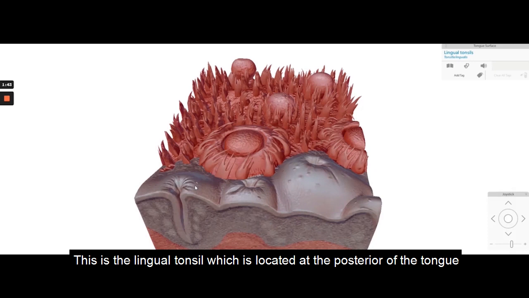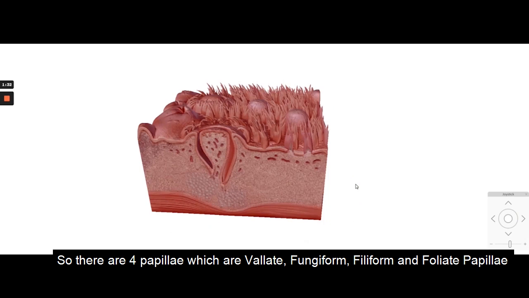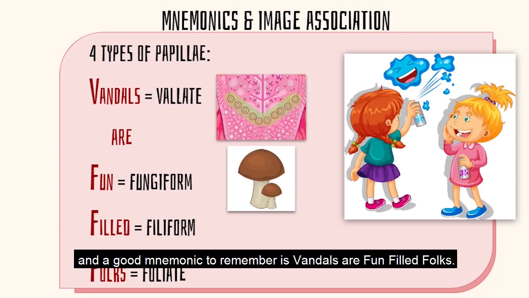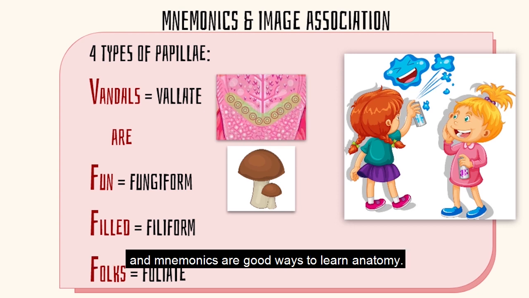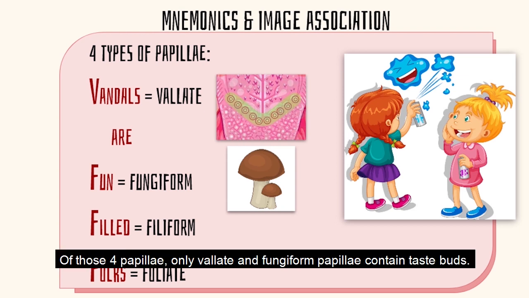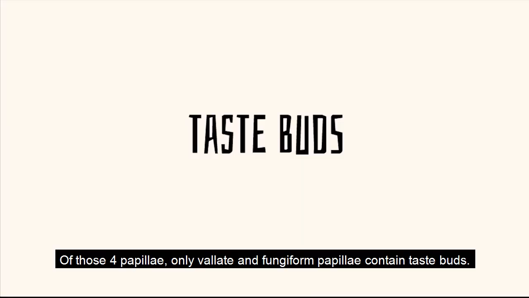And this is the lingual tonsils, which is located at the posterior of the tongue. So there are 4 papillae: vallate, fungiform, filiform, and foliate papillae. A good mnemonic to remember is vandals are fun-filled folks. Associating the structure or meaning with the labeled part of an organ and using mnemonics are good ways to learn anatomy. Of those 4 papillae, only vallate and fungiform papillae contain taste buds.